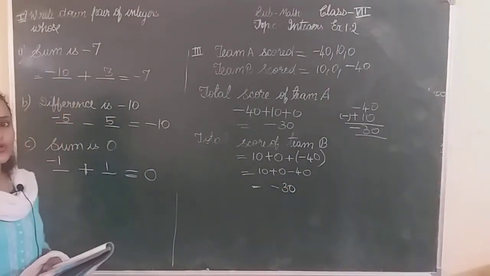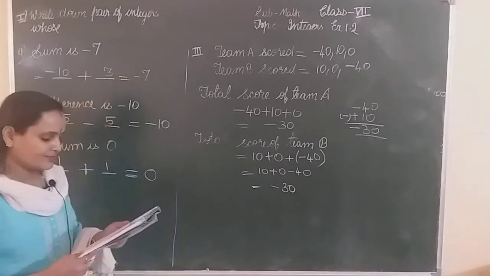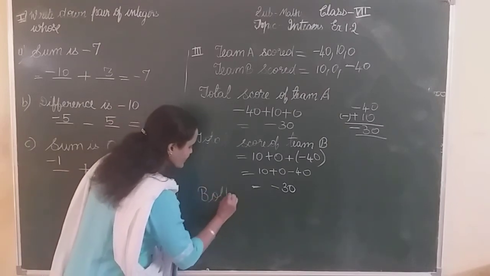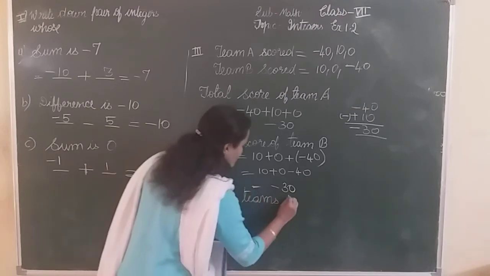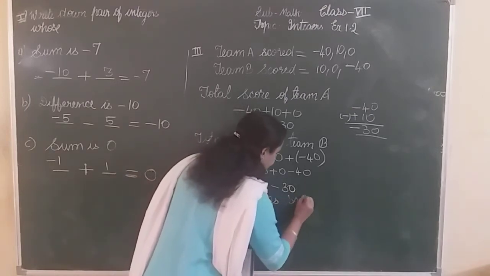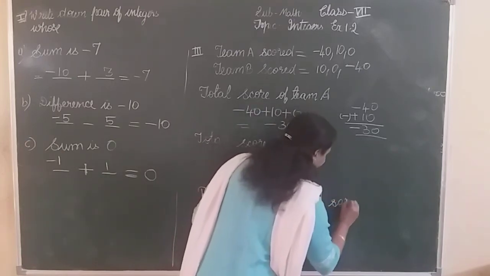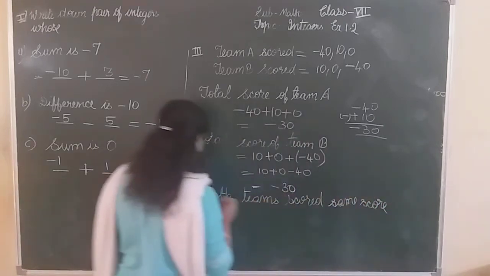Now both the teams have scored the same score. We will write the statement like this: both teams scored same score. Same score. This was the answer for the first part.